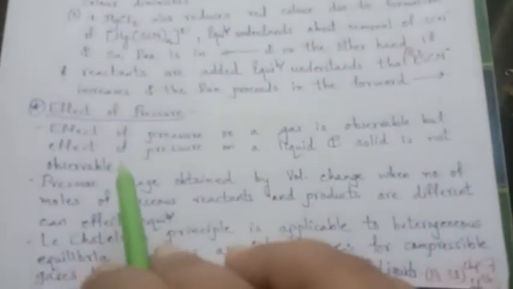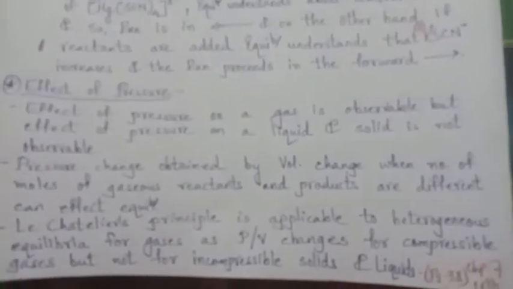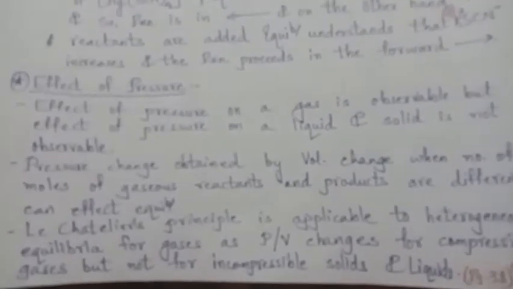Now effect of pressure. In general we know that the effect of pressure on a gas is observed, but the effect of pressure on a liquid and solid is not observable, because we know that gas is highly compressible but solid and liquid are not. And so when pressure is applied on solid and liquid, there is no notable or observable change in it, but when pressure is applied on gas, we can find a notable change in it. Right?